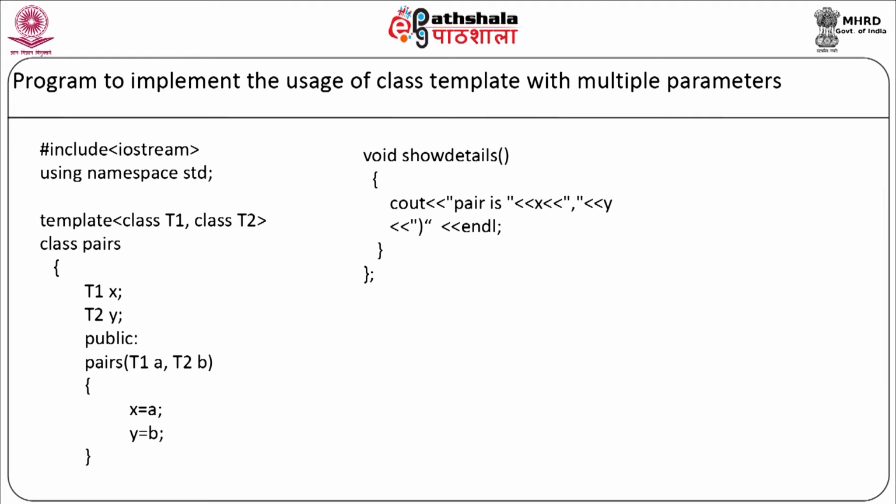Now we will start with the main program. We are going to call a pairs function with two data types, float comma integer.